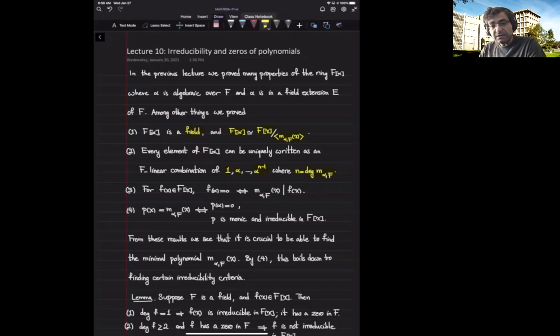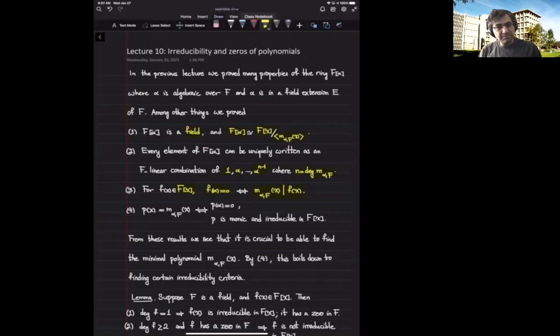But we can do better, and we say that if f has alpha as a 0 and this f has coefficients in the field F, then it should be a multiple of the minimal polynomial. So essentially all the polynomials that have alpha as a 0 form an ideal, and that ideal is the principal ideal generated by the minimal polynomial of alpha over F. So again, we see the importance of understanding the minimal polynomial.